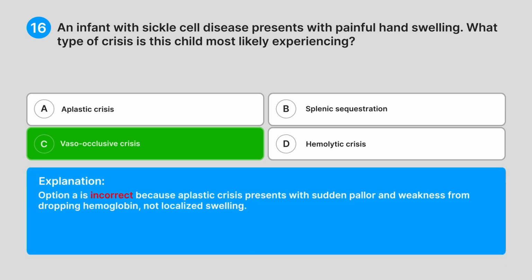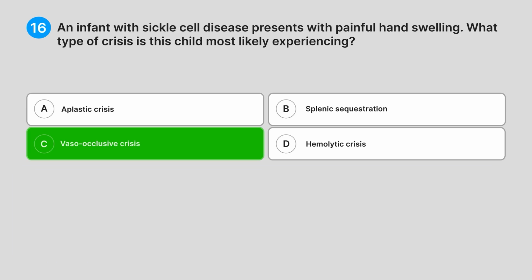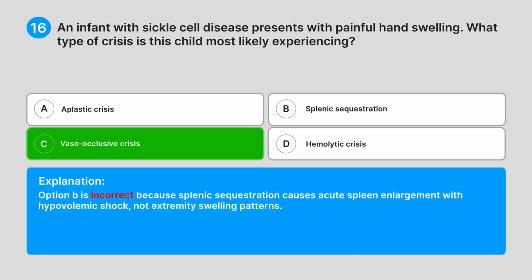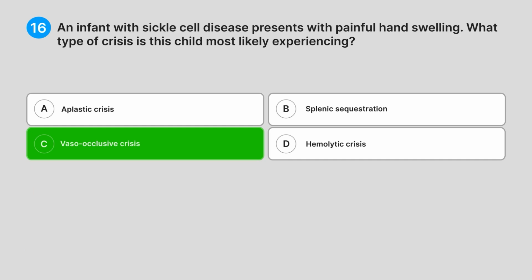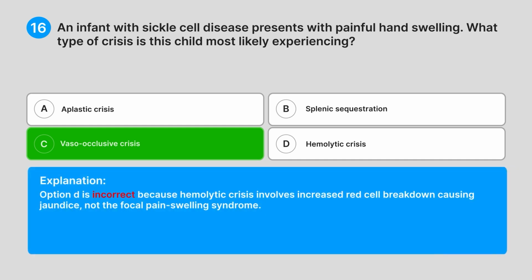Option A is incorrect because aplastic crisis presents with sudden pallor and weakness from dropping hemoglobin, not localized swelling. Option B is incorrect because splenic sequestration causes acute spleen enlargement with hypovolemic shock, not extremity swelling patterns. Option D is incorrect because hemolytic crisis involves increased red cell breakdown causing jaundice, not the focal pain swelling syndrome.